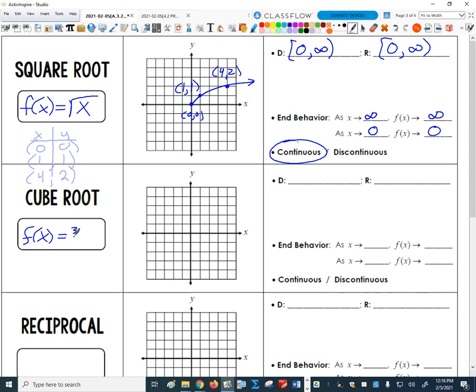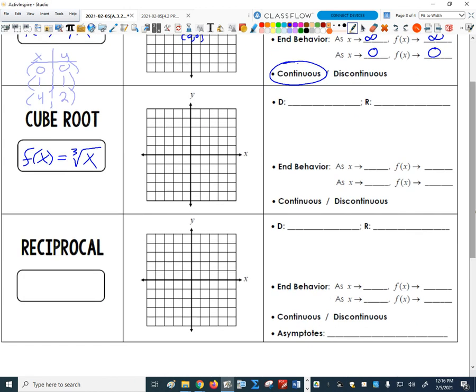Cube root. So that's f of x equals the cube root of x, right? And let's put some values in here. Now, this one's just a little bit, you're probably not as familiar with the cube root.